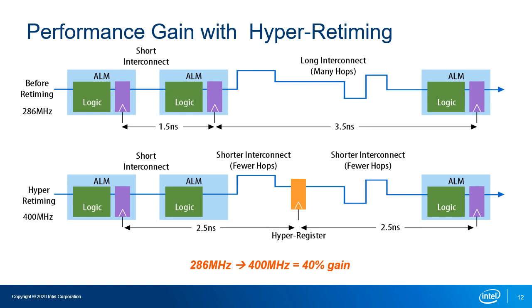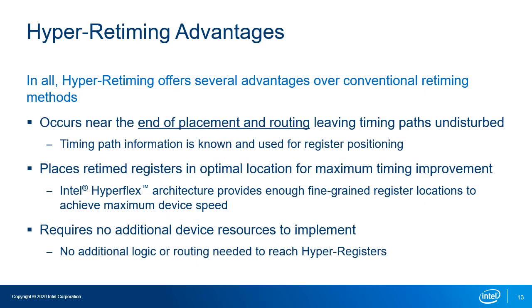So now in our circuit, we see that the hyperregister has successfully balanced the register-to-register timing paths to 2.5 nanoseconds on each side. A 2.5 nanosecond delay translates to 400 megahertz or a 40% gain in performance. There are three key advantages of hyper-retiming over conventional retiming.